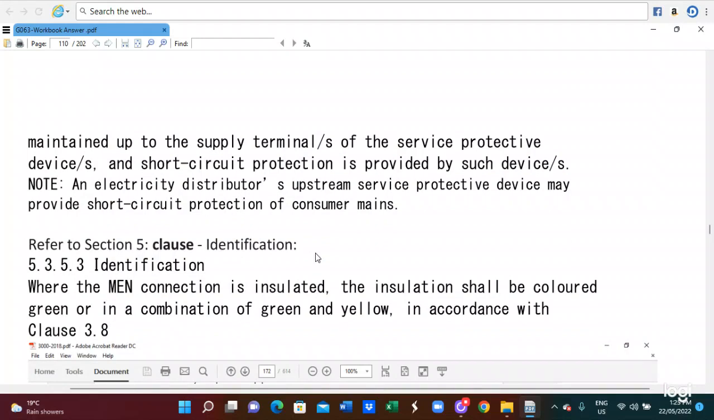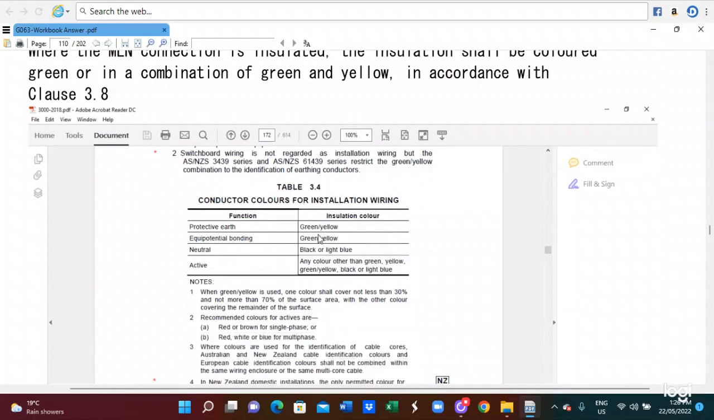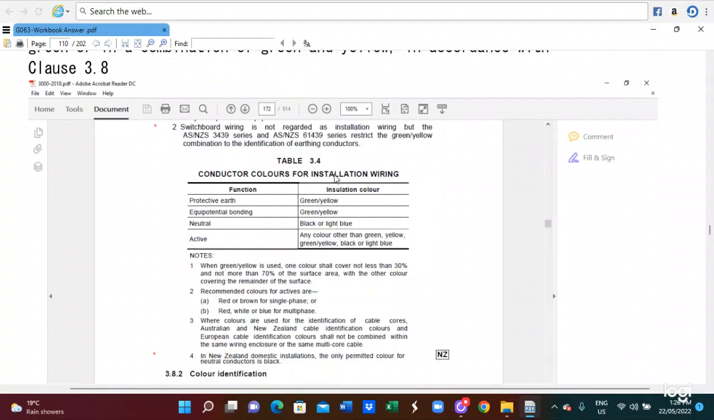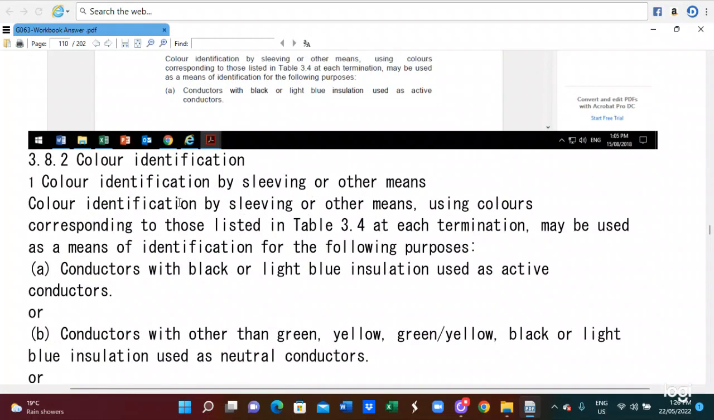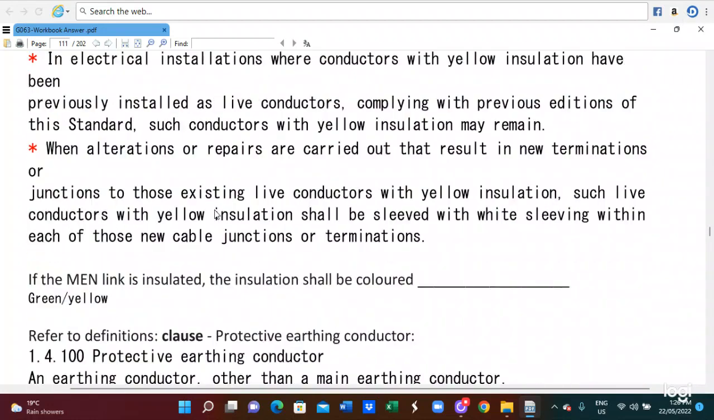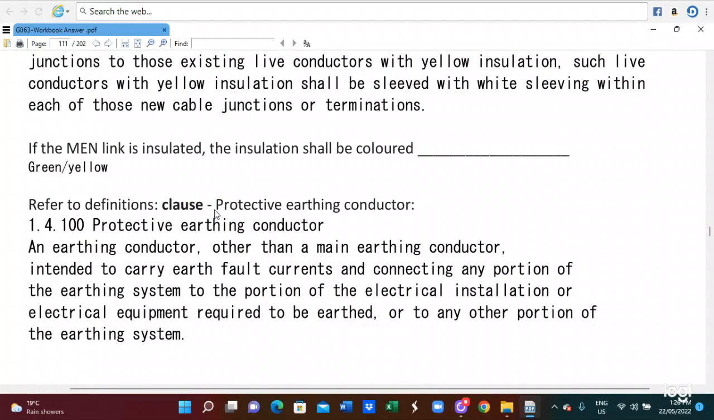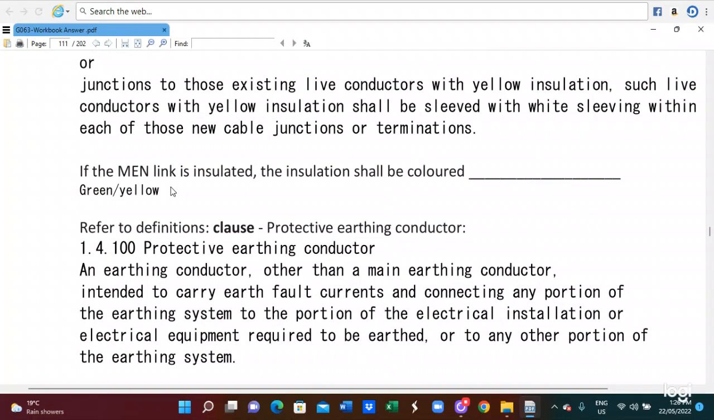And clause 5.3.5.3 mentions the identification. Where the earth connection is insulated, the insulation shall be colored. So for this you have to read clause 3.8.3.4, conductor colors for the installation wiring. In AS/NZS 3000 it mentions the conductor colors for installation wiring. So for the conductor color identification you have to follow clause 3.8.2. This is the color identification. The earth insulation shall be colored green and yellow.